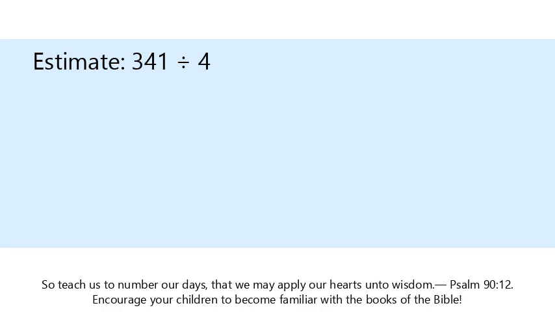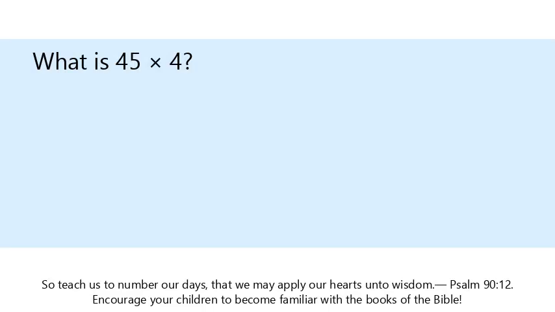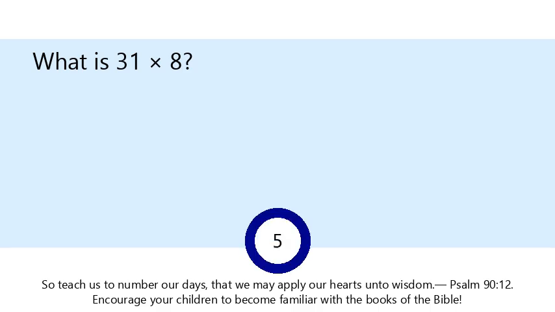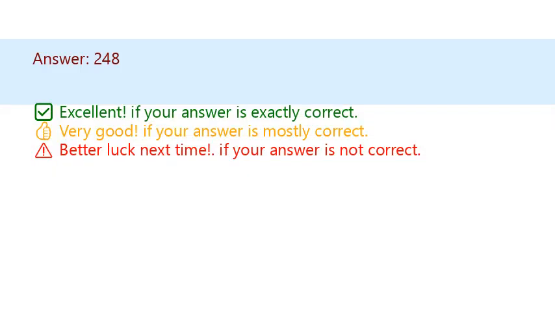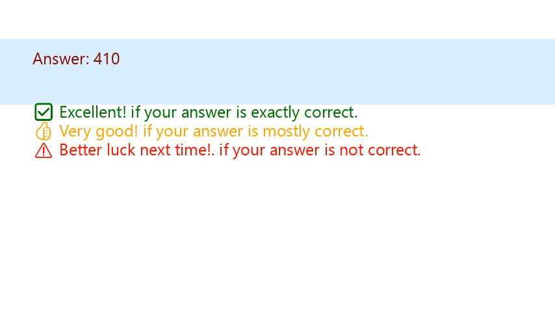Estimate, 341 divided by 4. Answer, is almost equal to 85. What is 45 times 4? Answer, 180. What is 31 times 8? Answer, 248. What is 41 times 10? Answer, 410.